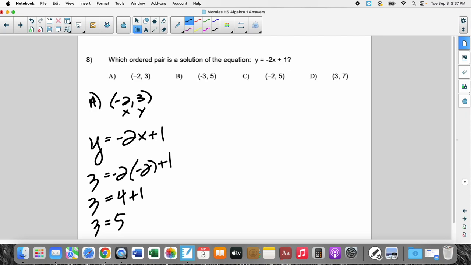Unfortunately, I don't get that. I get 3 equals 5, and that's not true. So this is not a solution to that equation.